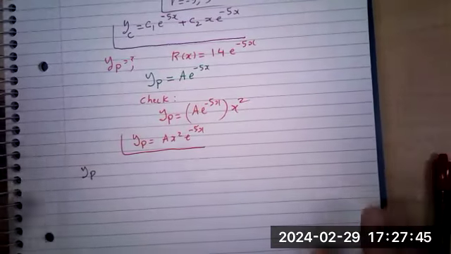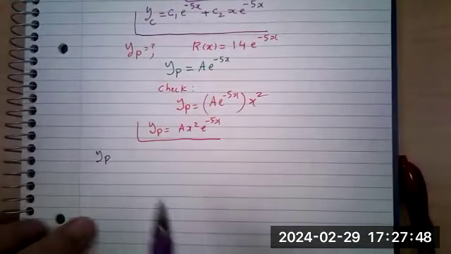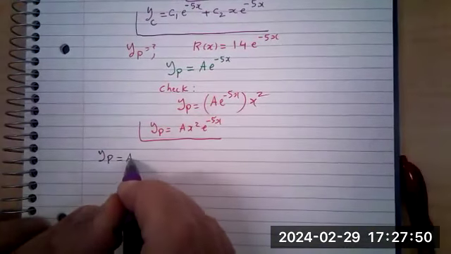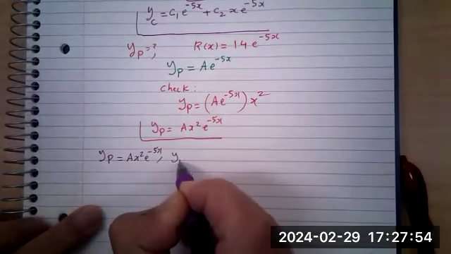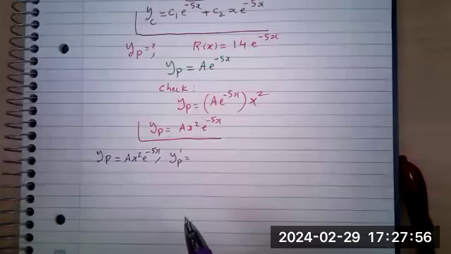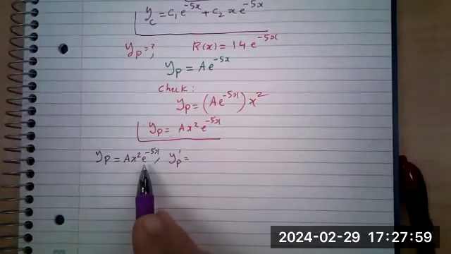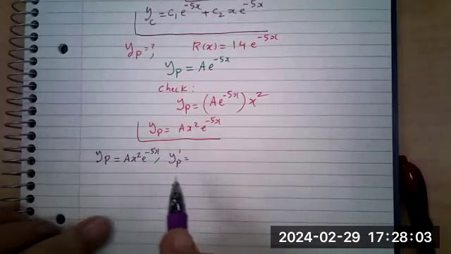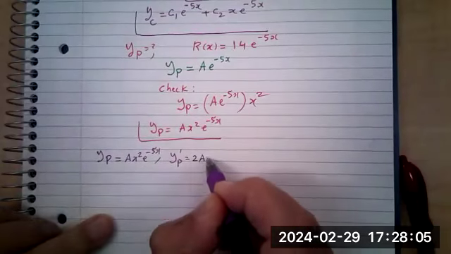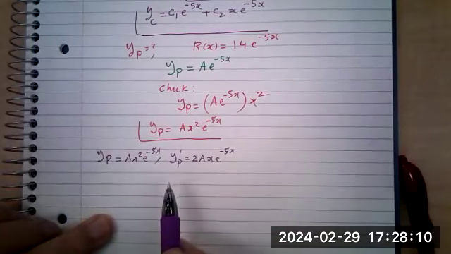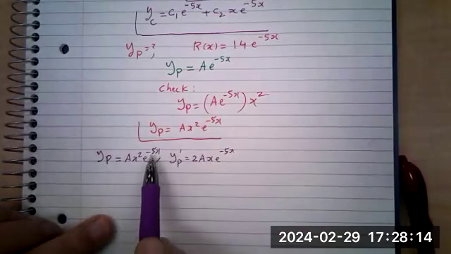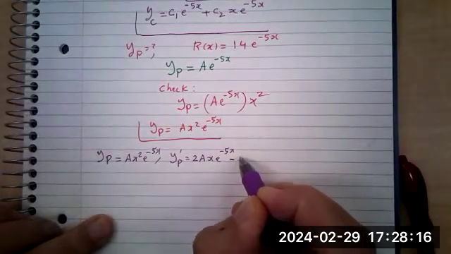So working on the derivative of this function, the yp is a x squared e to the -5x. You have to find the y prime. You have to apply the product rule: derivative of the first times the second, plus the first times the derivative of the second. The derivative of x squared would be 2x, so it's going to be 2a x e to the -5x, plus the derivative of the second times the first. The second one, the exponential function, never changes; u prime would be -5. So it's going to be -5.